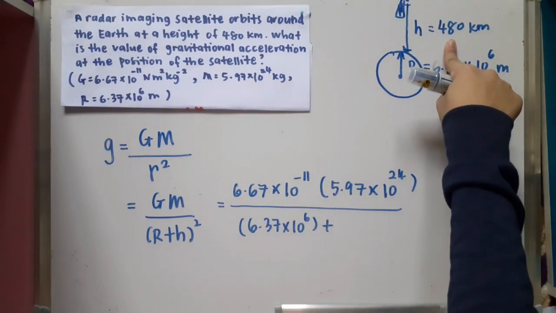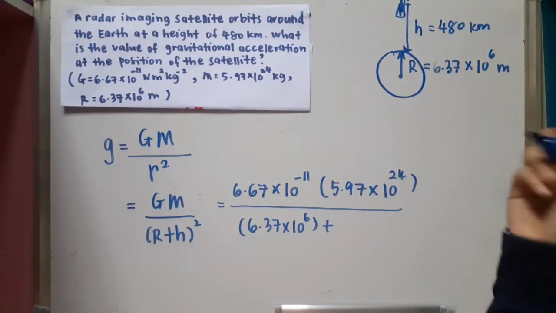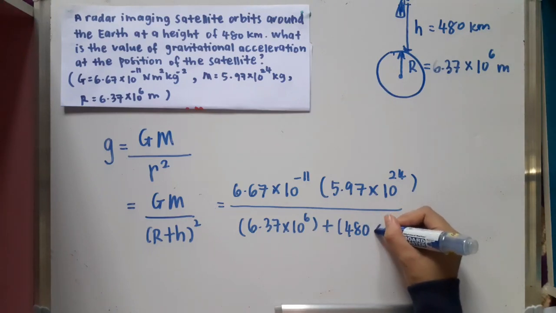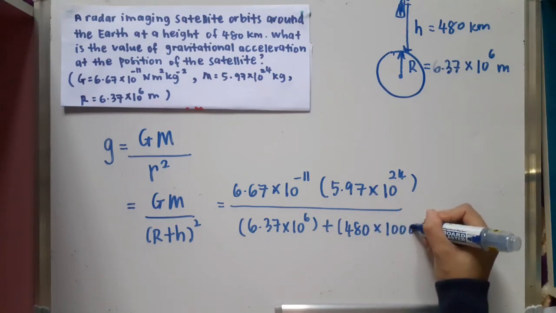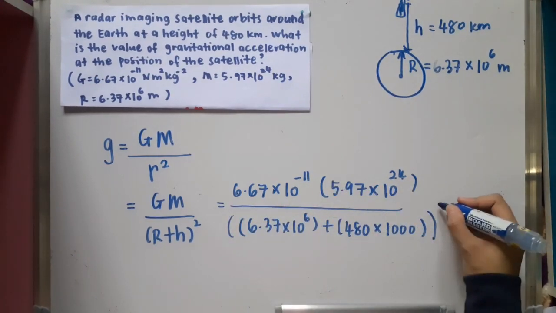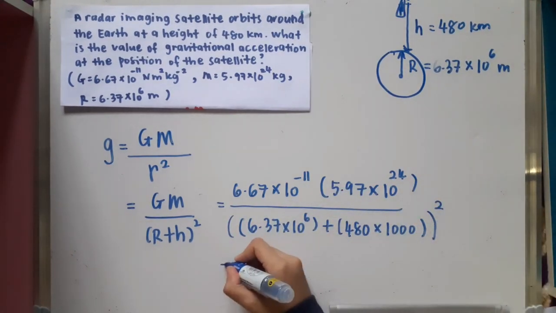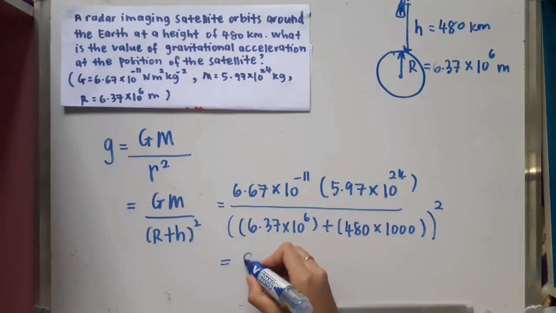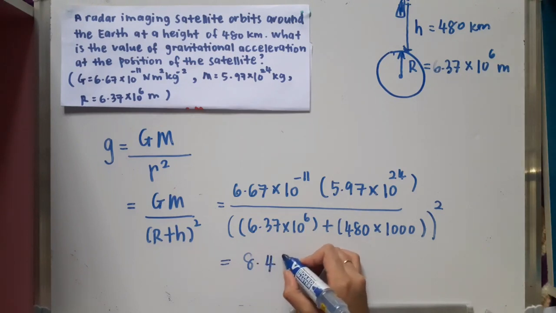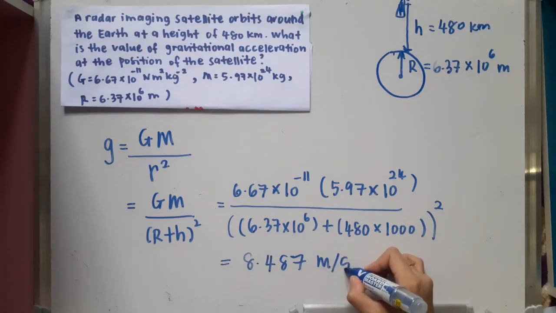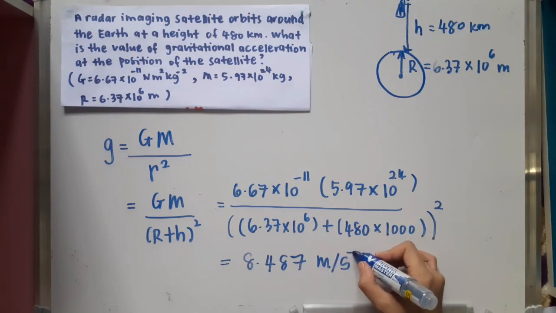H is 480 km, right? So you need to transfer it into meter. 480 km times 1000, and you will get the distance in meter. Okay, so you need to square it. So the final answer we have is 8.487 meter per second to the power of negative 2.